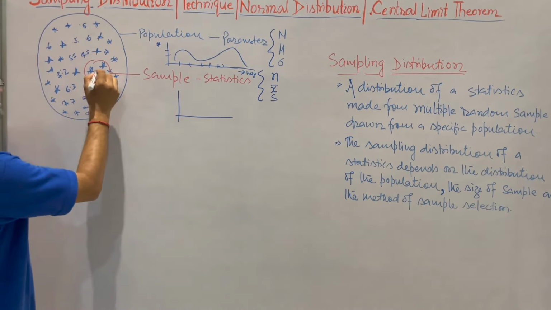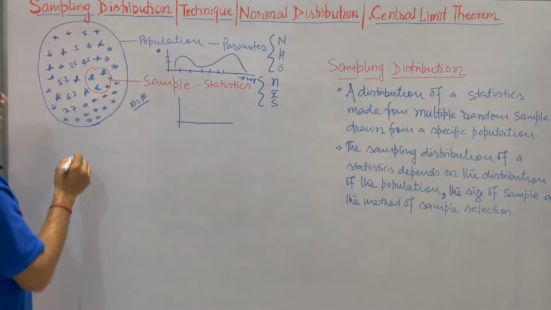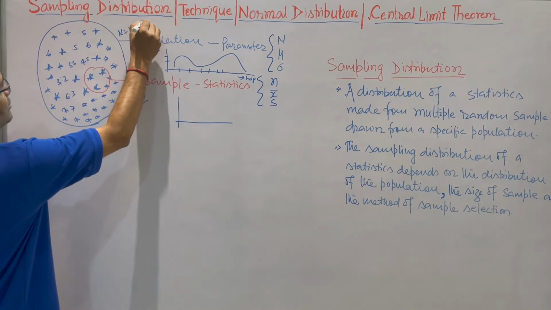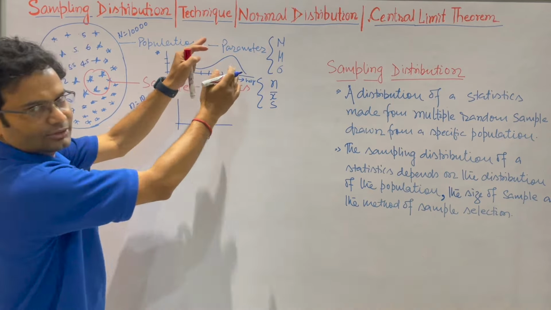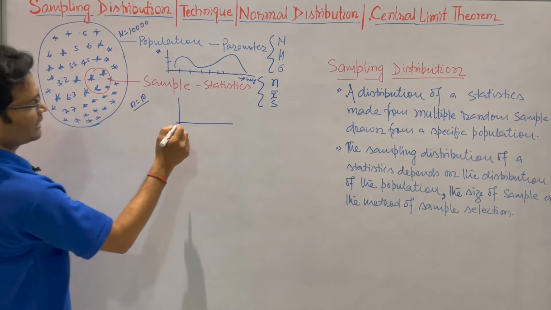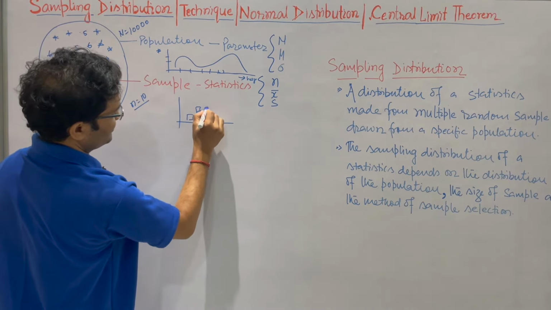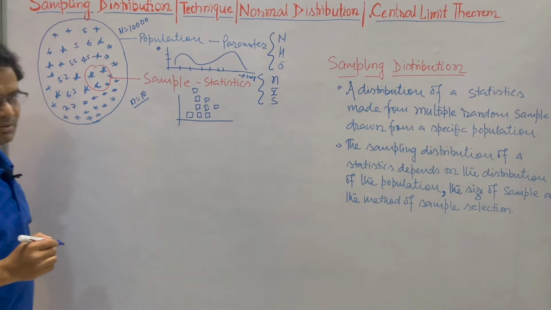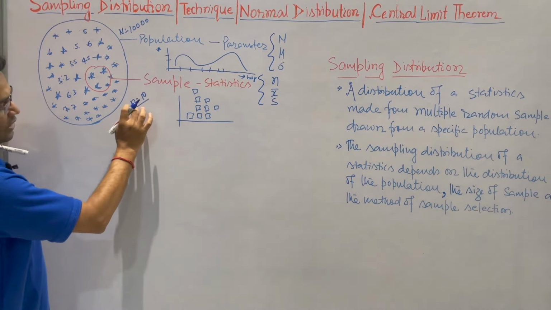So suppose my sample size n is equal to 10, and the population size is, suppose, 10,000. Obviously their distributions will be different. If you take the sample distributions, that might be different, right? So something like this will happen, like this.